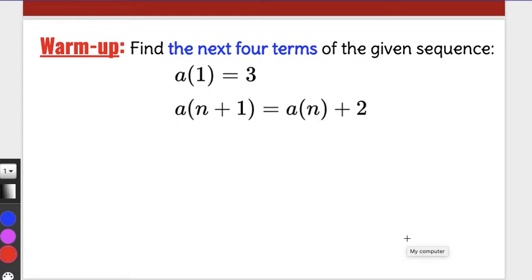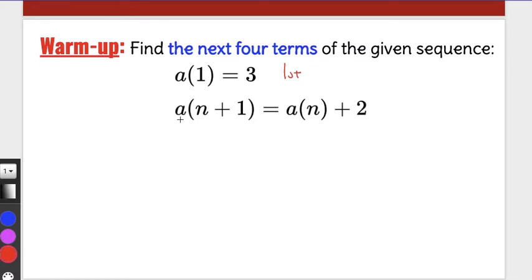So this warm-up asks us to find the next 4 terms of this given sequence. And this sequence, as you can see, is actually defined in recursive formula. So the first one, A1 is 3, which indicates the first term, which is 3, and a(n+1) equals a(n) plus 2.